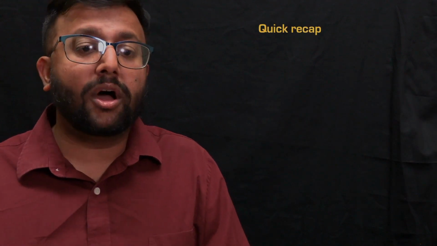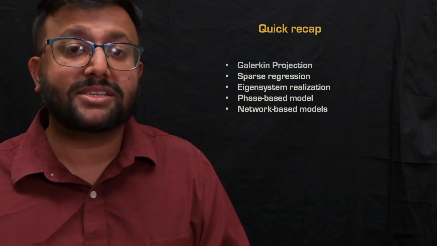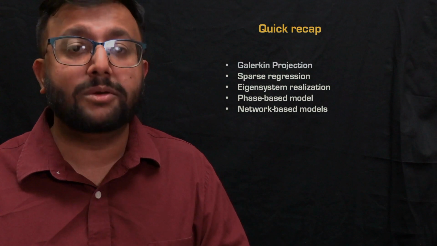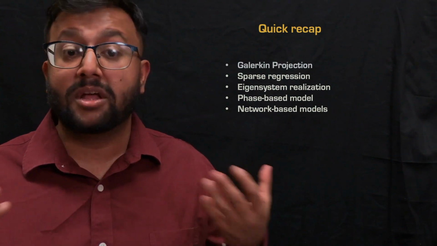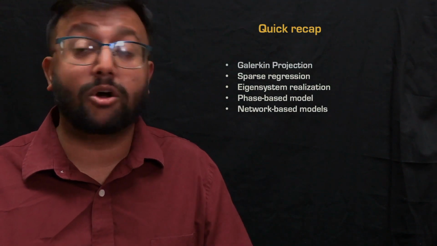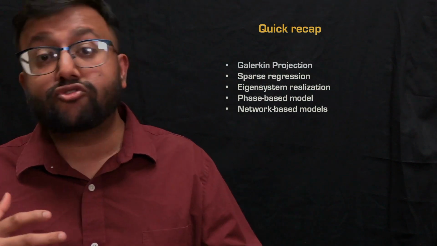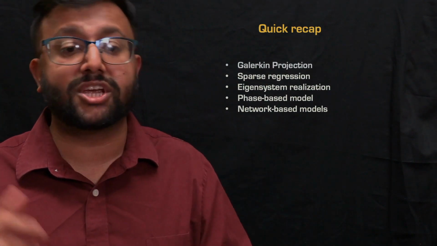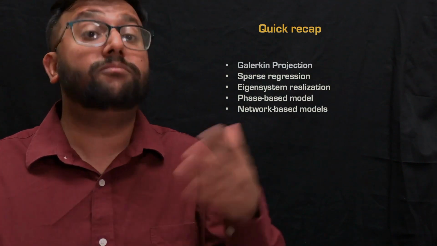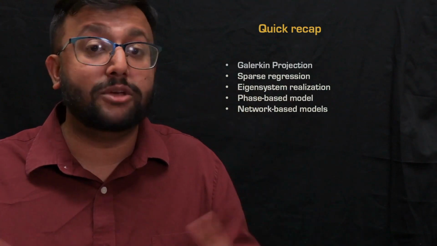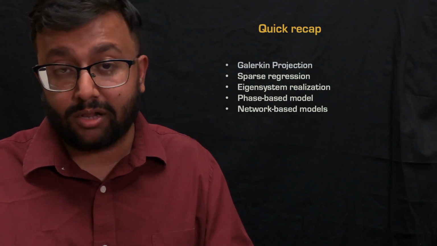All right, so a quick recap on what we covered in this lecture. We started with discussing one of the standard reduced order models, the Galerkin projection. Then we discussed performing sparse regression, or the sparse identification of nonlinear dynamics. Then we discussed some intrusive models in eigensystem realization, phase-based models, and network models for describing the flow evolution in a data-driven manner. So all of these are data-driven reduced order models.